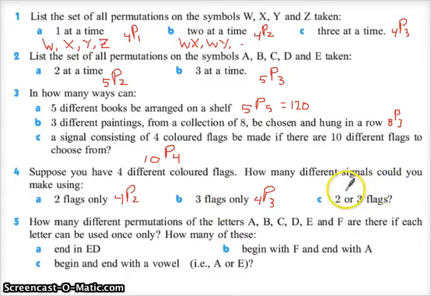2 or 3, well, are these mutually exclusive? This is how many ways you can make a signal with 2. This is how many ways you can make a signal with 3. Are those mutually exclusive? Yeah, you can't have both at the same time.